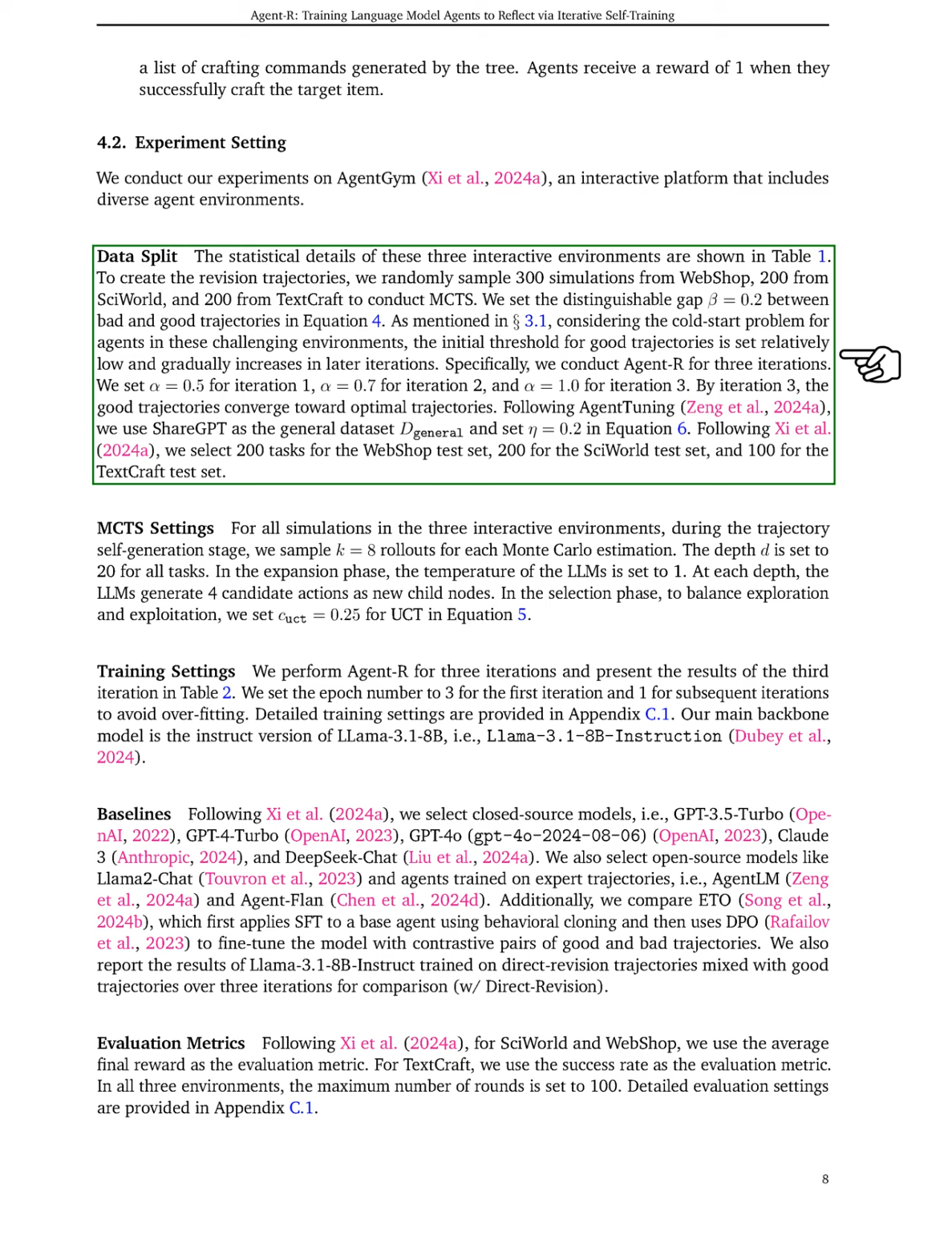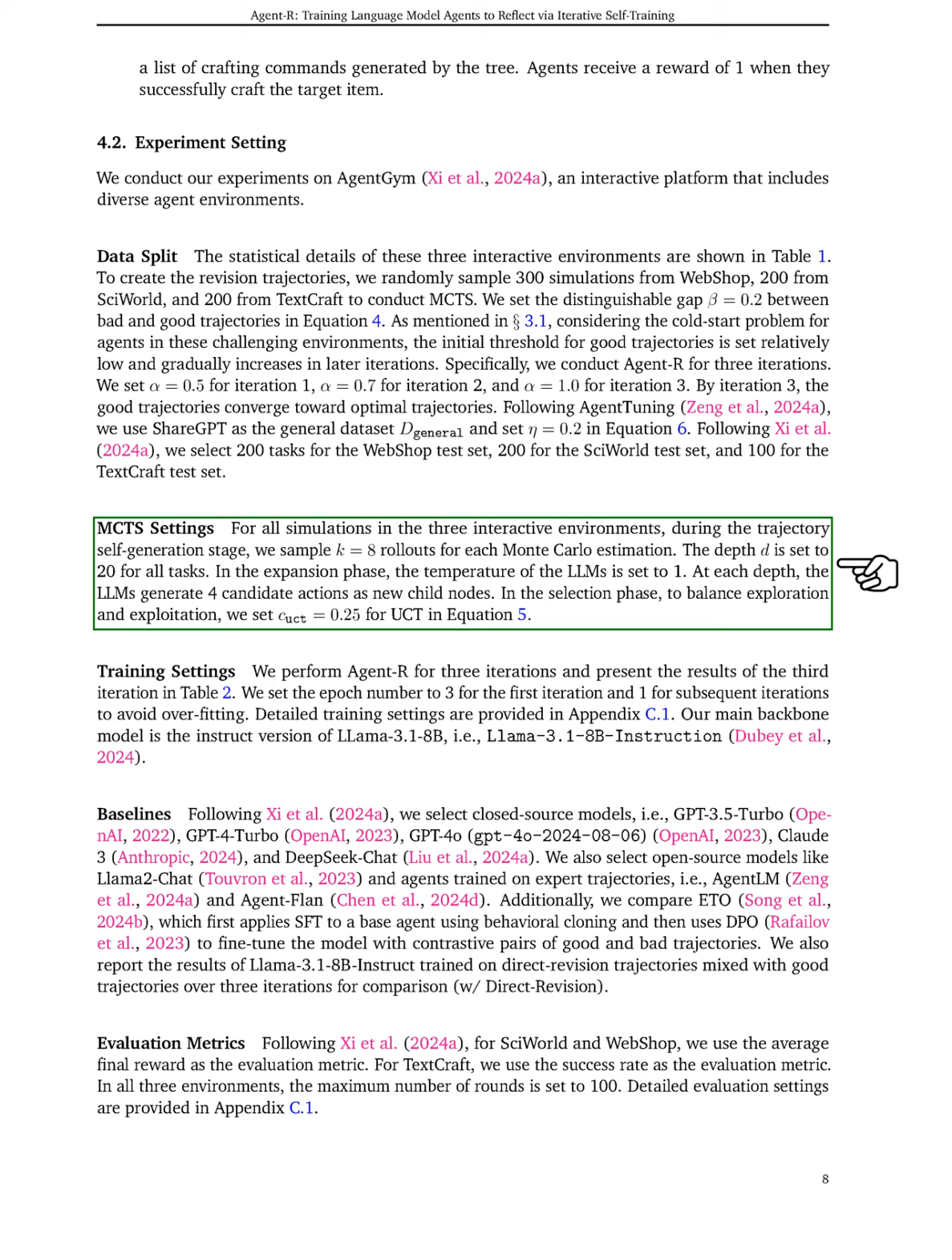Section: MCTS Settings. In this section, we outline our settings for Monte Carlo Tree Search, MCTS, and training. For our simulations across 3 interactive environments, we generate 63 rollouts for each Monte Carlo estimation, with a depth of 20 for all tasks. During the expansion phase, we set the temperature of the language models to 1, and at each depth, the models produce 4 candidate actions as new child nodes. To balance exploration and exploitation in the selection phase, we adjust the UCT parameter accordingly.